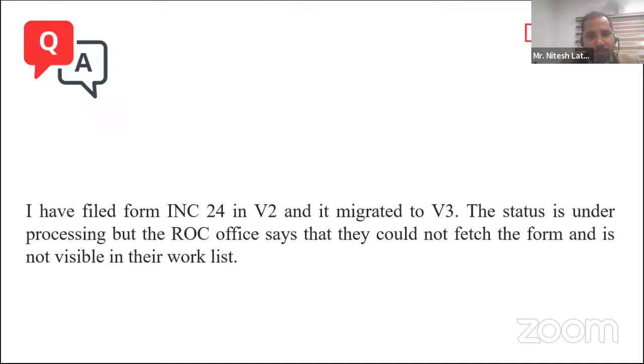So there is a migration problem. Somebody has filed INC24 in the V2 portal and migrated to V3. The status is under processing, and the ROC office is saying that they are not able to fetch the form and it is not visible on their work list.